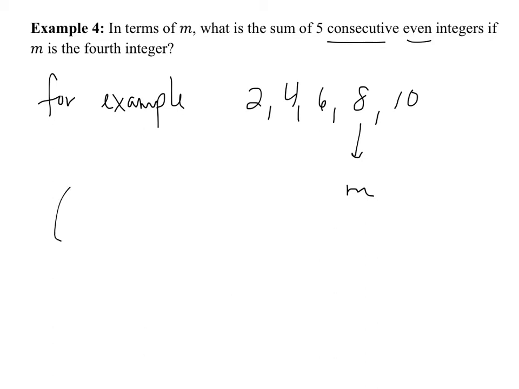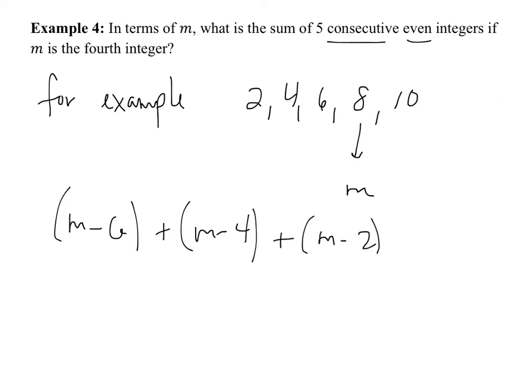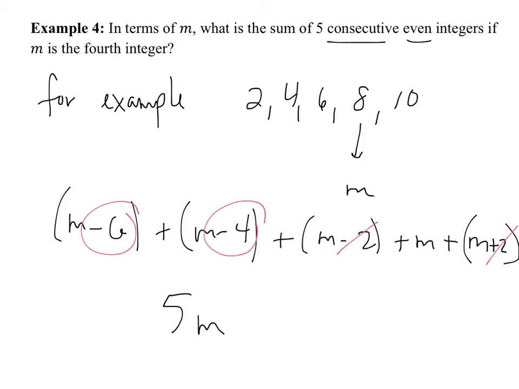And we want the sum of those. So m minus 6 plus m minus 4 plus m minus 2 plus our fourth integer, which is m, plus m plus 2. There's definitely 5 m's there, we can see that. The negative 2 and the positive 2 you can cancel. And then I get a negative 6 and a negative 4, giving me a negative 10. Giving you an expression, 5m minus 10.